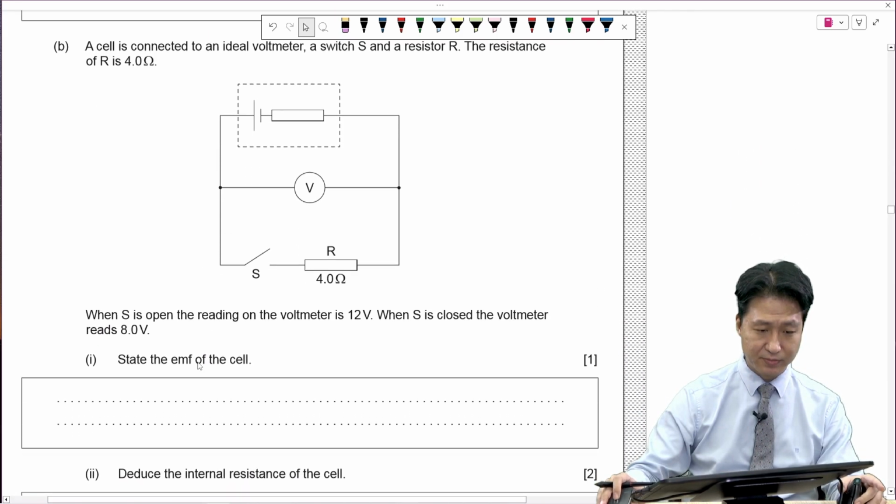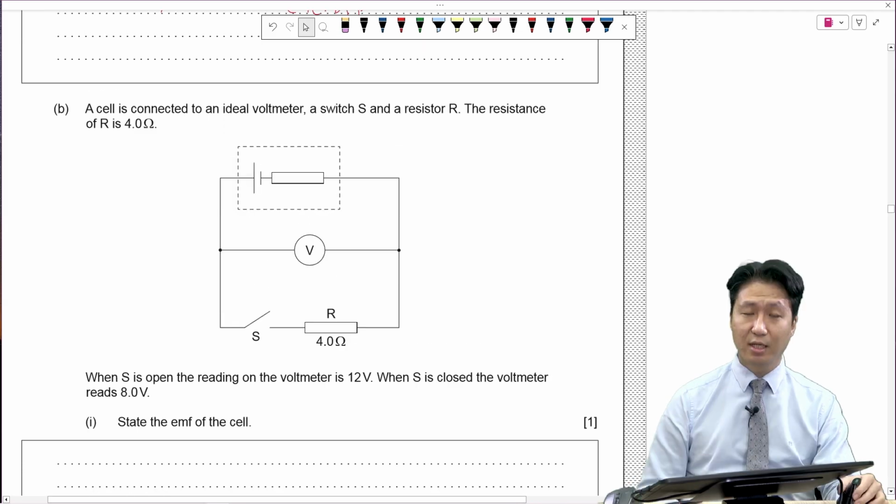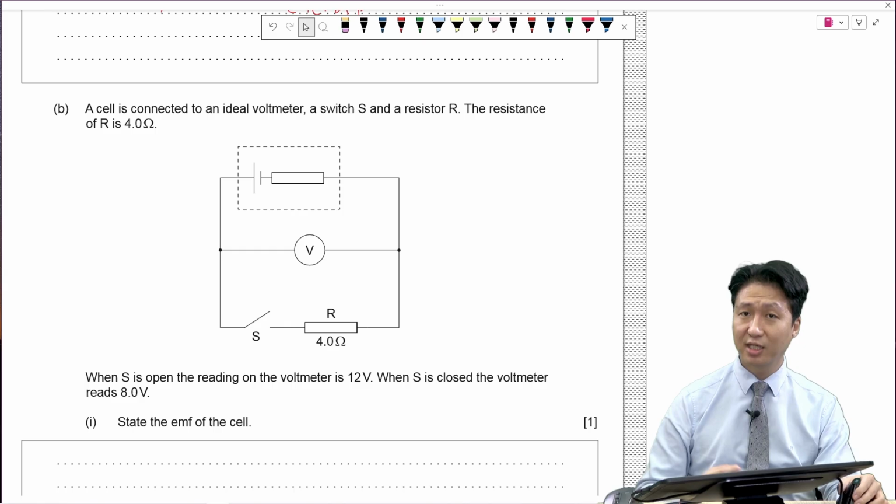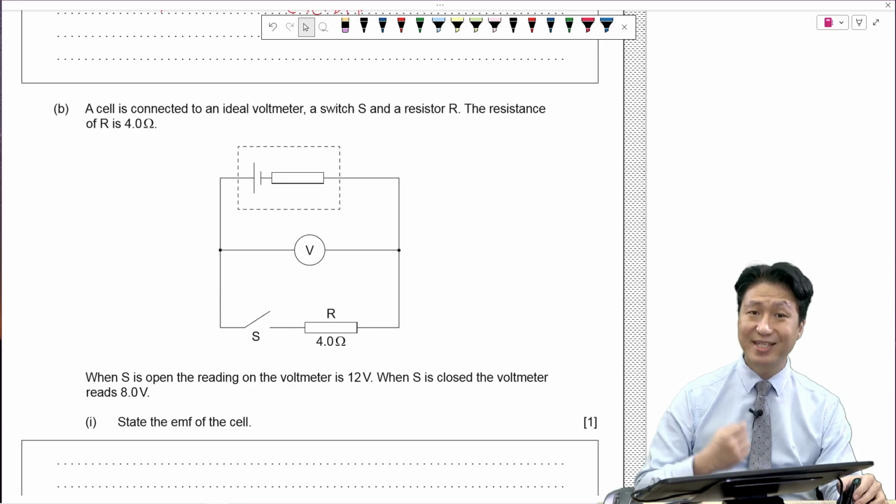So, in this following question, it says that a cell is connected to an ideal voltmeter, a switch S, and a resistor R. The resistance of R is 4 ohms. And it also says that when S is open, the reading in the voltmeter is 12 volts. Then when S is closed, the voltmeter reading is 8 volts. Part 1, state the EMF of the cell.